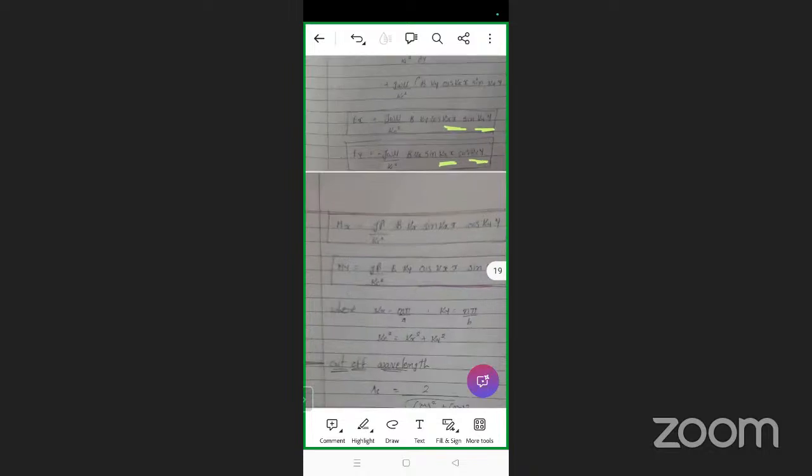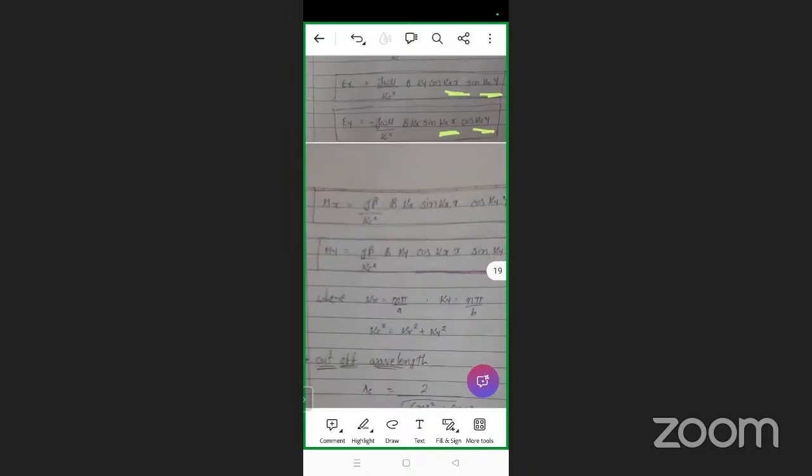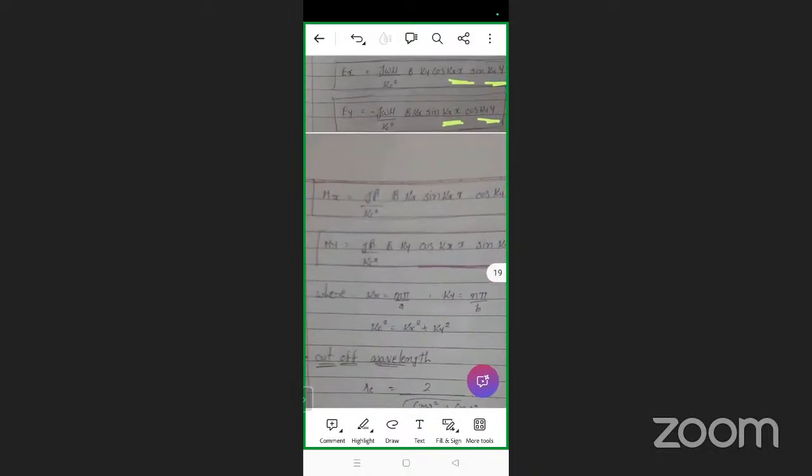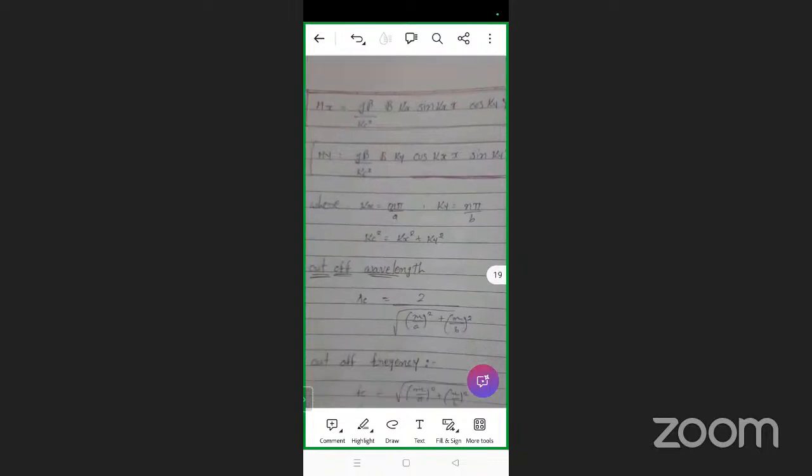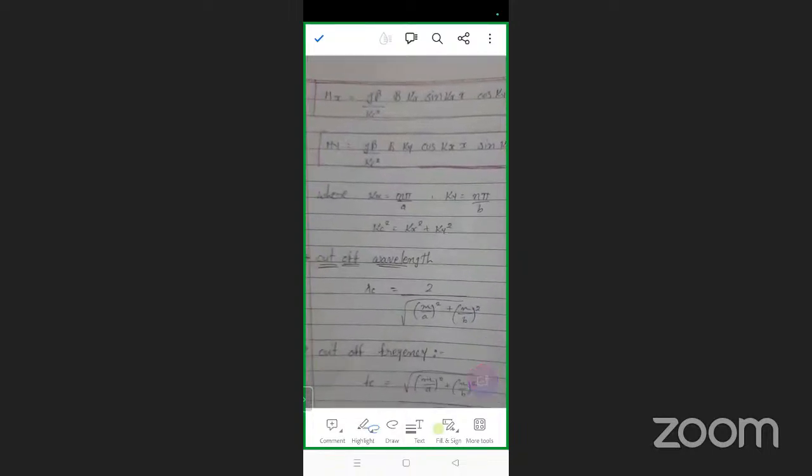And next, in the same way we have to write the remaining two equations. What are the remaining two equations? In terms of the magnetic field. Where kx equal to n pi by a and ky equal to n pi by b, and kc square equal to kx square plus ky square. Using this, just as we calculated wavelength lambda c and fc, here also I am calculating lambda c and fc.